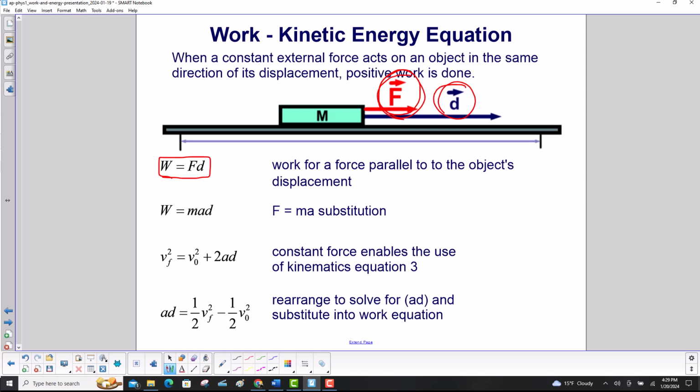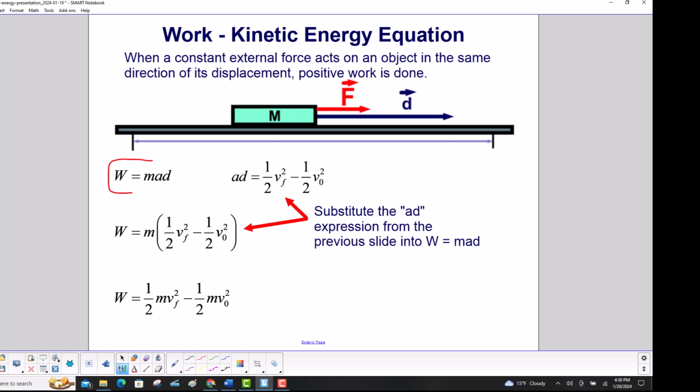We're going to substitute in for force, ma, right? Newton's second law. Next, since we have a constant force here, we're going to take the third kinematics equation. And what are we going to use with that? We're going to solve this equation for ad. Now that seems a little funny, but just bear with us here. So we subtract V0 squared from both sides, so it moves over to the left. Then we divide everybody by 2. So we have ad is 1/2 V final squared minus 1/2 V0 squared.